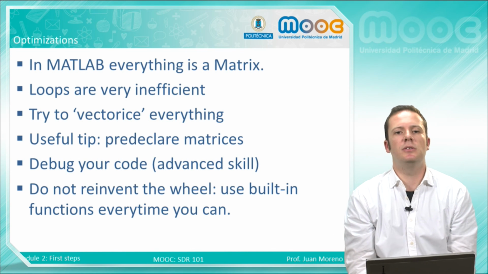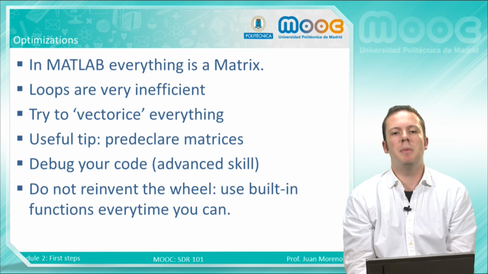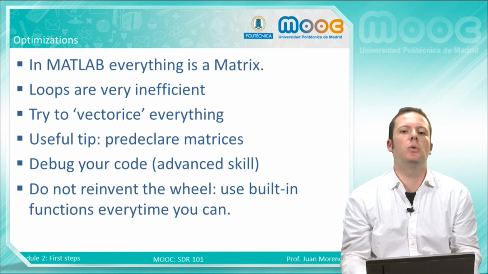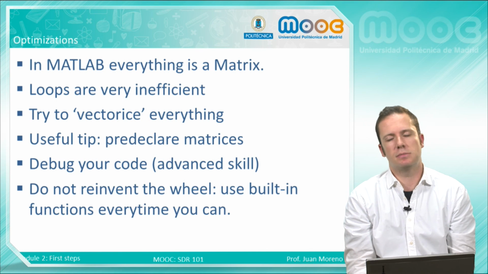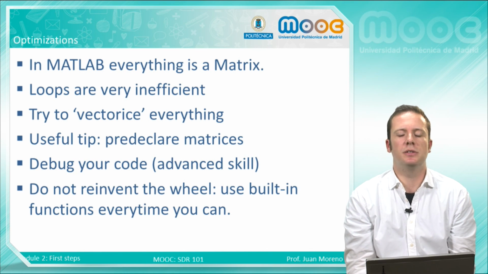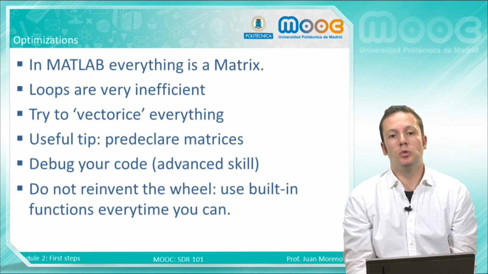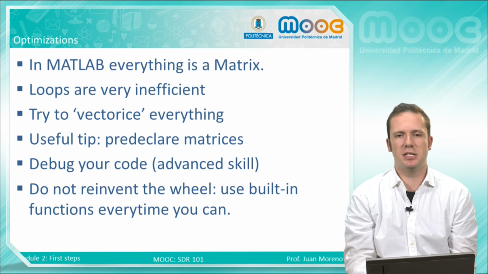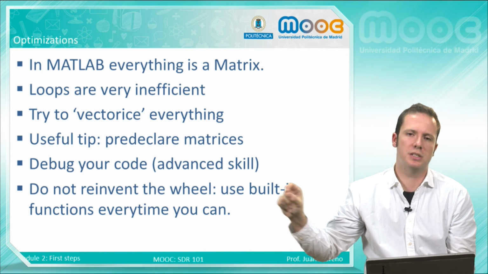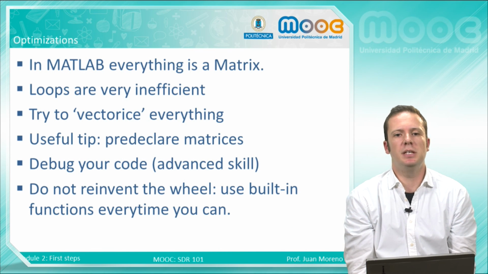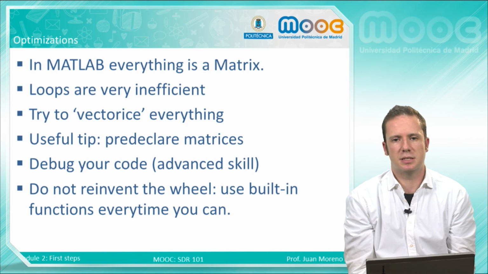And to finish this video, some remarks. Remember that in MATLAB everything is a matrix. So loops, nesting loops one inside the other and so on, is very, very inefficient here. It's inefficient everywhere too, but in MATLAB it's more inefficient. So to optimize the way you work with MATLAB, you will need to vectorize everything. This is to have all the data that you need to process in the same row or the same column. Another useful tip is to pre-declare matrices.